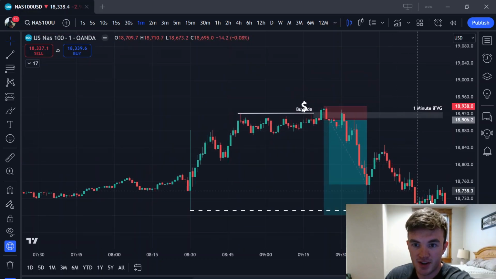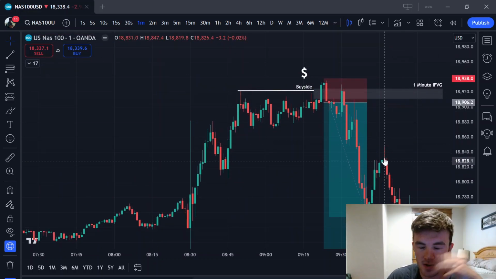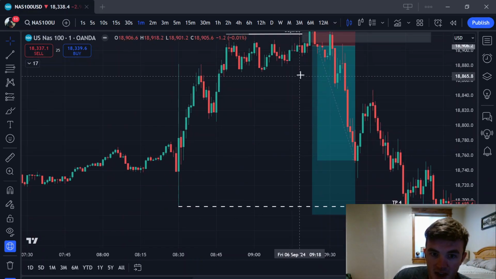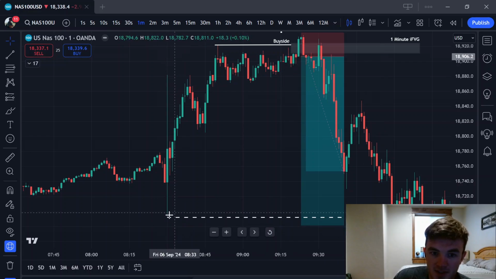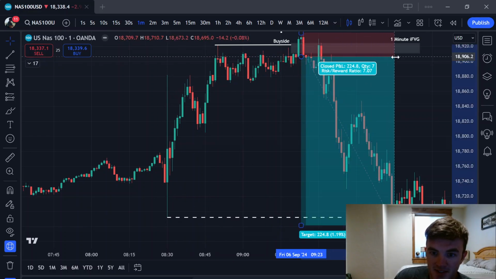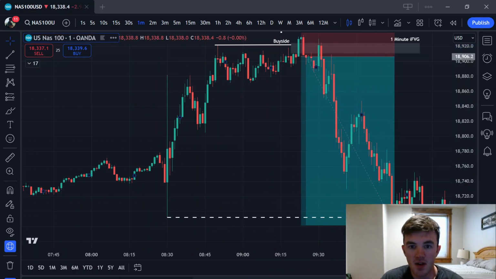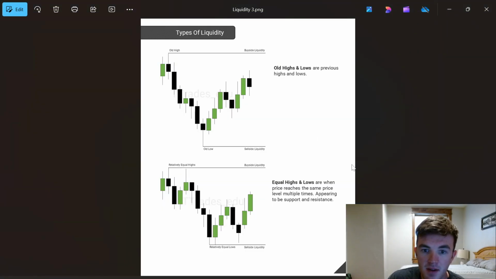So look at this trade. This is a trade from Friday, so yesterday. You had this inverse, and then this was the liquidity target, and price purposely came back to run through this data low. All right, let's go back to the PDF now. So data lows and data highs are also really good targets for liquidity.